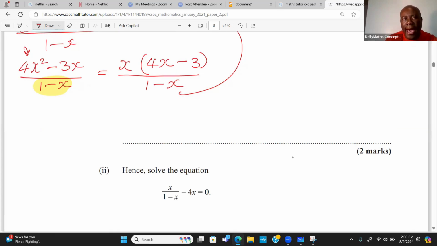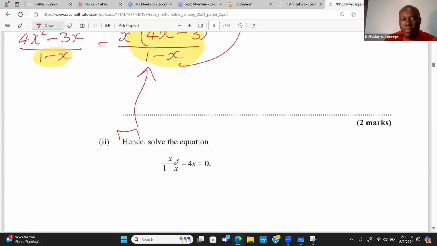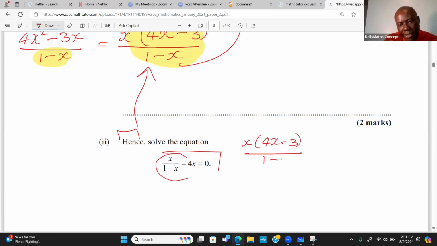Now, because we had this coming out, the question went further and it says hence. Whenever we see hence, it is simply suggesting that we're going to utilize our last response to solve this problem. Remember that this part is actually x into 4x minus 3 all over 1 minus x. So my left side can be represented as this, and then I'm going to let this equal 0. And from here, I'm going to solve.